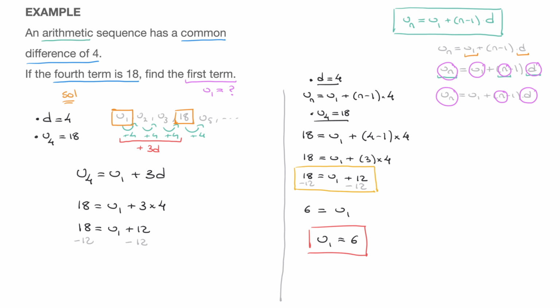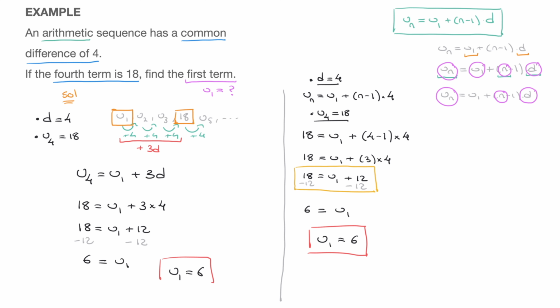And so we have 18 minus 12, which is 6, and I'll quickly write that, that's 6, which equals the first term u1 plus 12 minus 12. And since 12 minus 12 is 0, that leaves us with 6 equals u1, or u sub 1. Finally, the first term, u sub 1, is equal to 6.